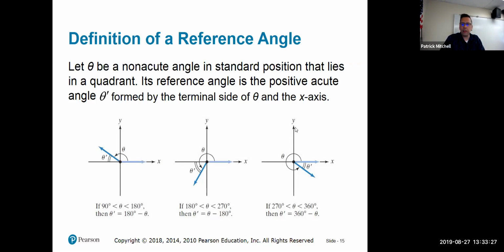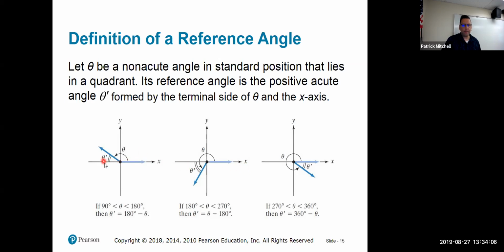So what a reference angle is, I'm not going to say it exactly like this. All this stuff that's written at the bottom, I think tends to be a little intimidating to people. So I'm going to describe it like this. When you have an angle in any quadrant, that angle will always form an acute angle with the x-axis. So what you see in these pictures is an angle theta. Here it's in quadrant 2, there it's in quadrant 3, here it's in quadrant 4.